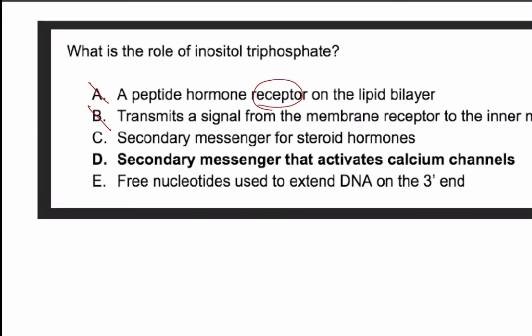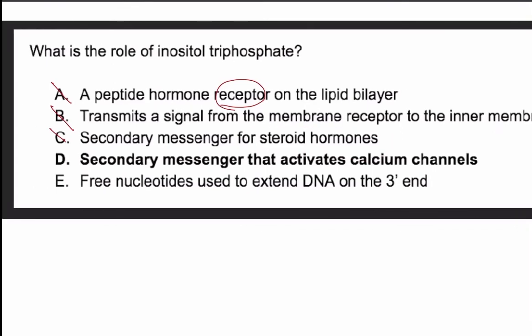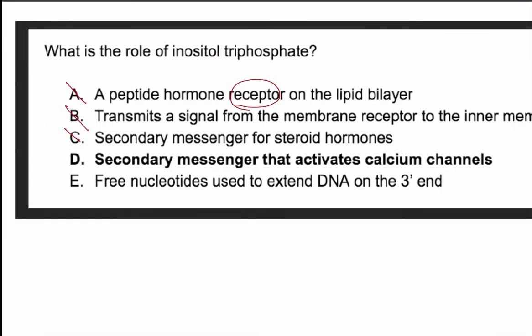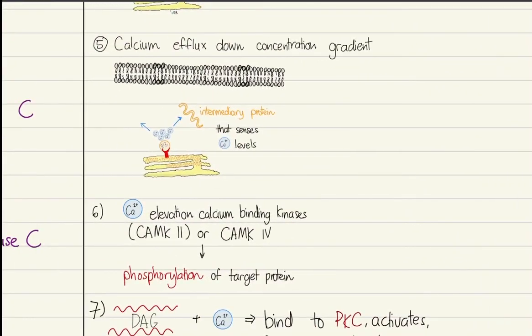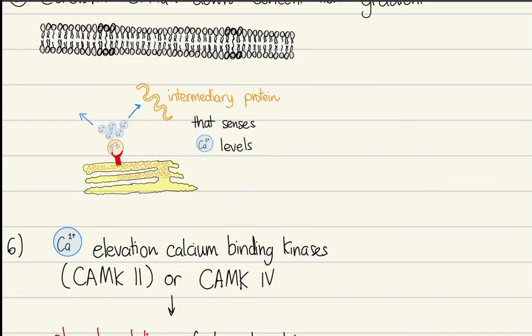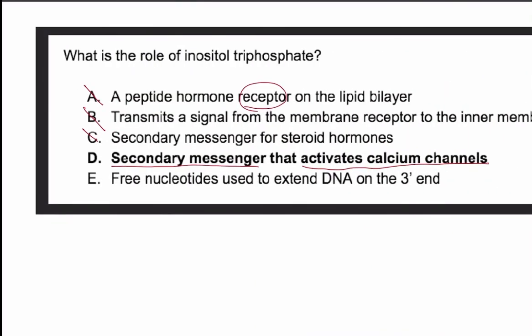C is secondary messenger, okay, that's right, for steroid hormones. That's not right at all. Nothing to do with steroid hormones, actually. D is saying secondary messenger that activates calcium channels. This is true because it is a secondary messenger, yes, and the second part is true as well. It does activate the calcium channels, and we saw that over here. It allowed the calcium to flow out. So, yes, that's right. Free nucleotides, we're not even talking about nucleotides. It doesn't have to do anything with that. Used to extend DNA? No, that's not right.